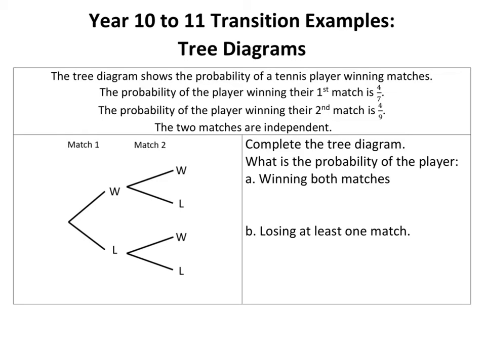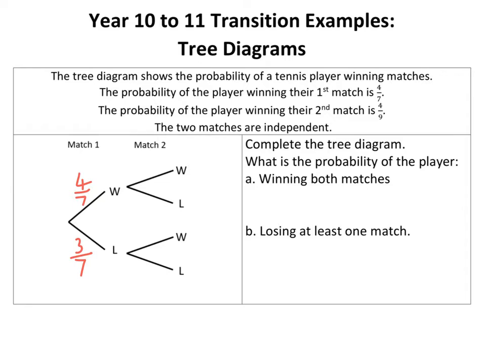Okay, it says tree diagram shows the probability of a tennis player winning matches. The probability of a player winning their first match is 4/7. So here we go, 4/7. Easy. Now, that means that's got to be 3/7. You can either win or lose. You can't draw in tennis. Okay, it might even say that in the question.